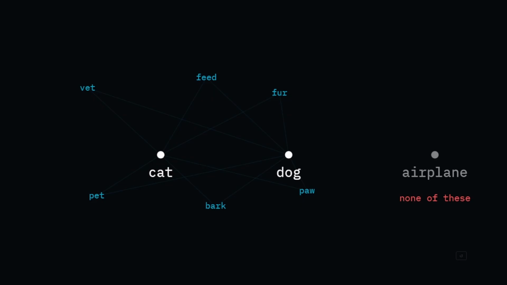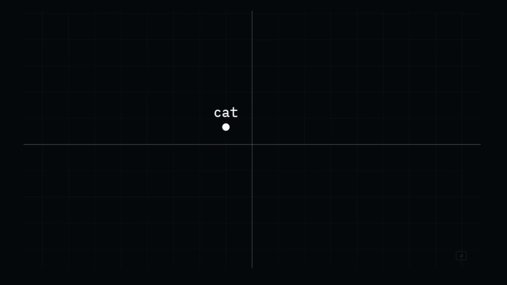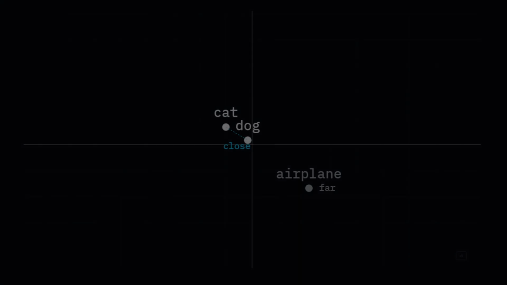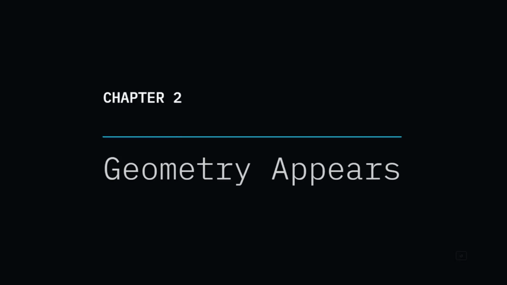What we actually need is something different. Not a list, a map. A space where similar things sit close together, where the distance between points means something. That's what an embedding is. A map from words into geometry. Here's what's remarkable. You don't design the map. The machine builds it itself.